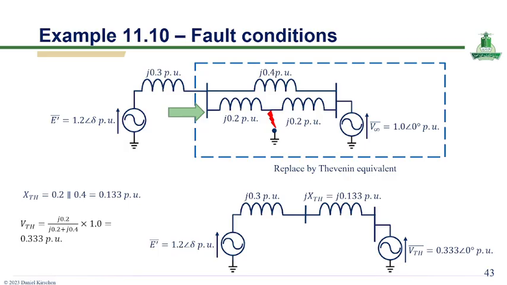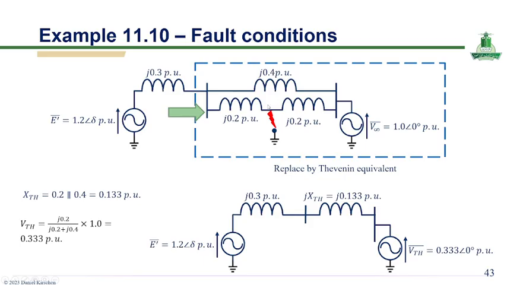Okay. This slide illustrates the fault analysis of a power system using the Thevenin equivalent method. The network inside the blue dash box is simplified by replacing it with an equivalent voltage source and impedance seen from the fault location.